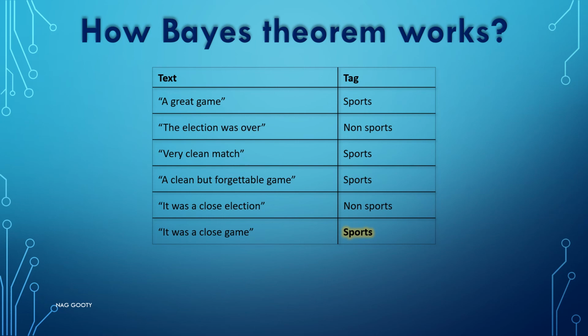Now that you have understood how naive Bayes theorem works, you have to tabulate confusion matrix to calculate accuracy and other metrics. Watch my earlier videos to understand how to tabulate a confusion matrix.